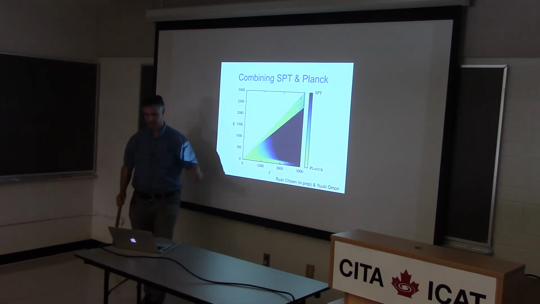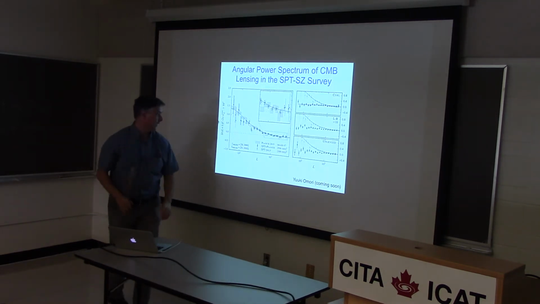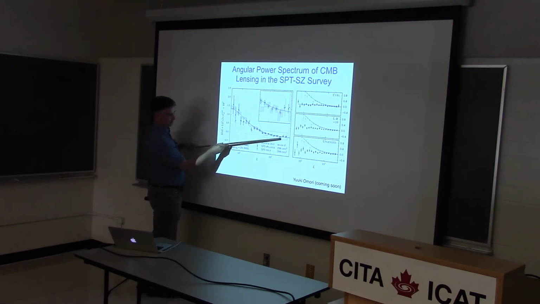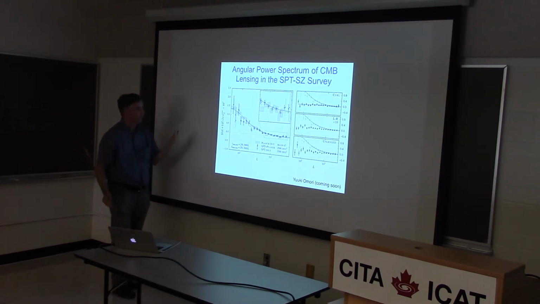And so that's what you see here, that with SPT only, you see out here at large separations, which corresponds to high L, small scales, our error bars from SPT alone start to blow up, but the combined map still has very small error bars even as you go out to L of almost 3,000. And so this is why we did this.